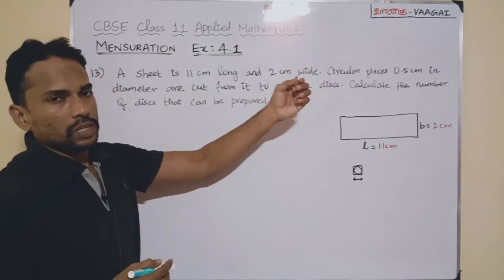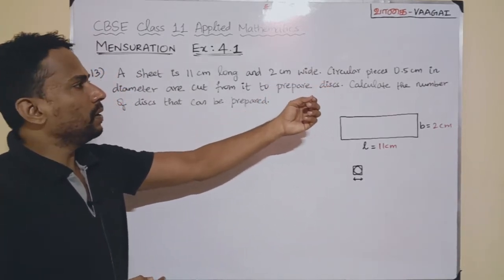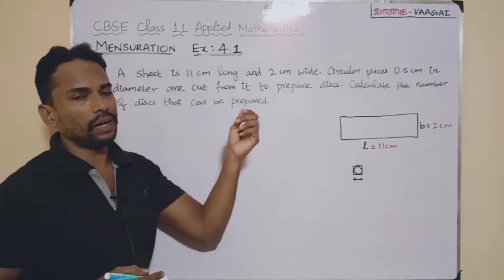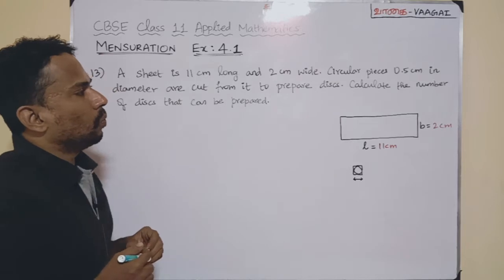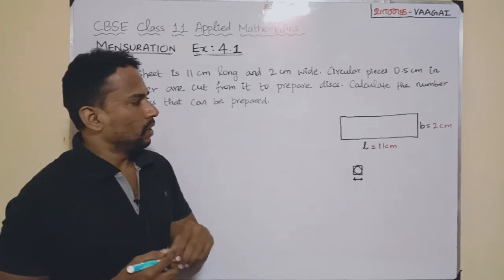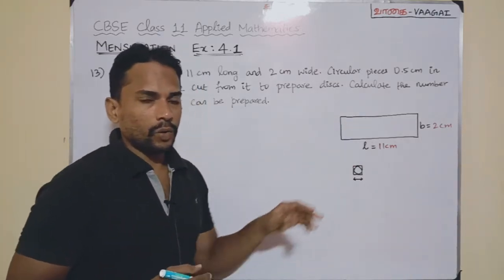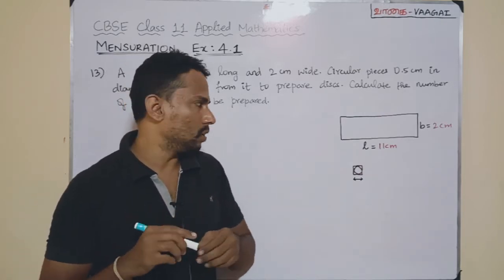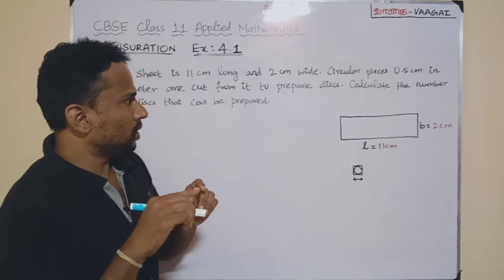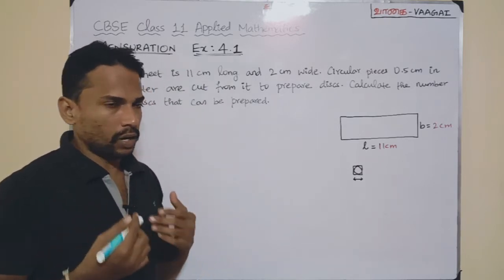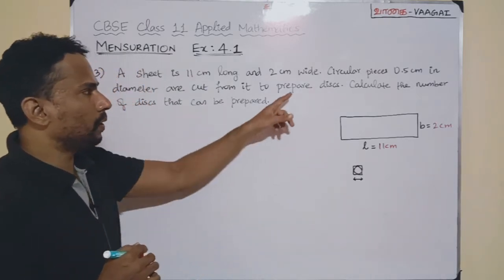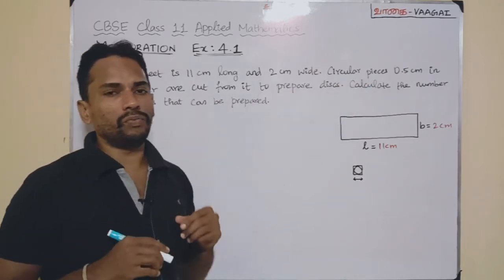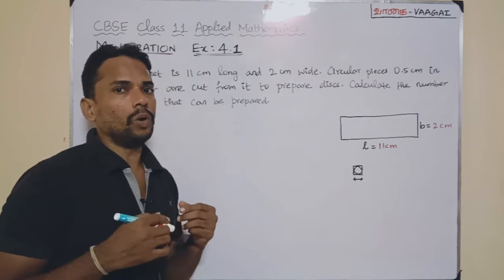Circular pieces 0.5 centimeter in diameter are cut from it to prepare discs. So what they are telling is, they take this sheet and they are going to cut out circle shapes, just going to take them out to prepare discs. That's what they are going to do, and the diameter of each of those circles is going to be 0.5 centimeter.